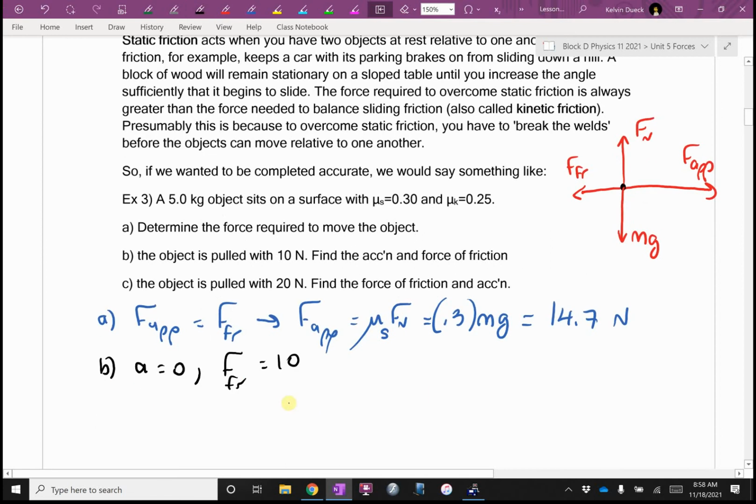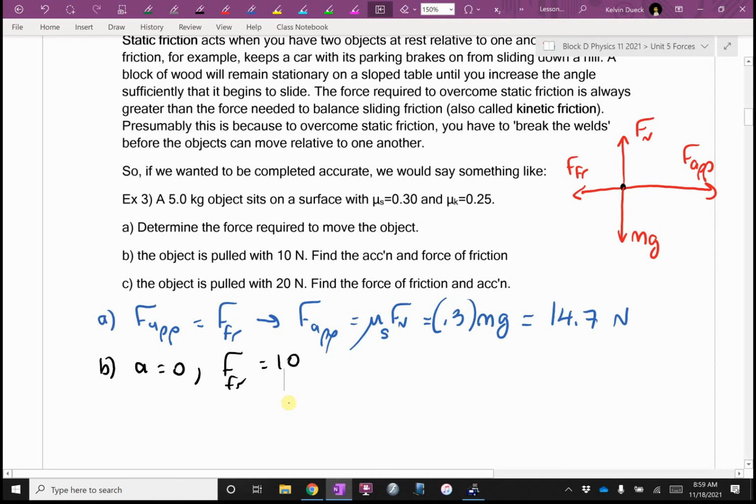What if I pull with 12? Will it accelerate? How big is friction? 12. What if I pull with 13? Will it accelerate? How big is friction? 13. What if I pull with 14.6? Friction is 14.6. And if you were right around 14.6, 14.7, you would be able to feel through your hands that this object was ready to move. We've moved enough things, we can kind of tell that.